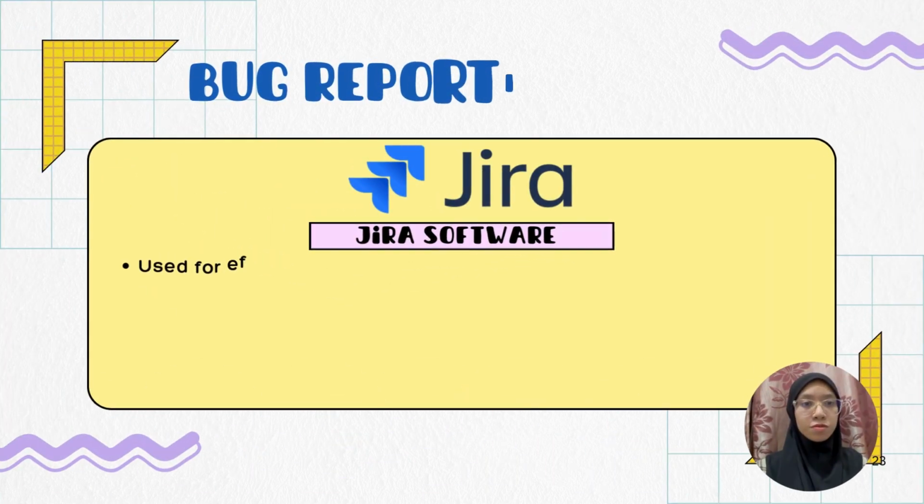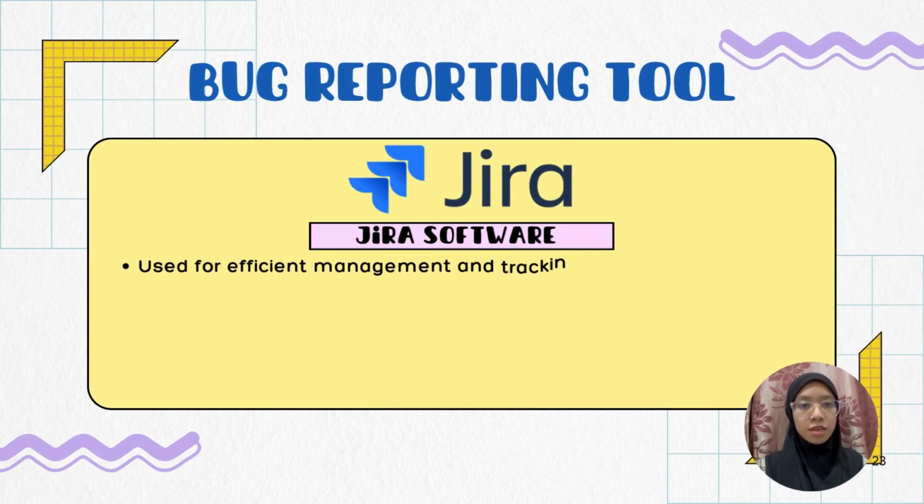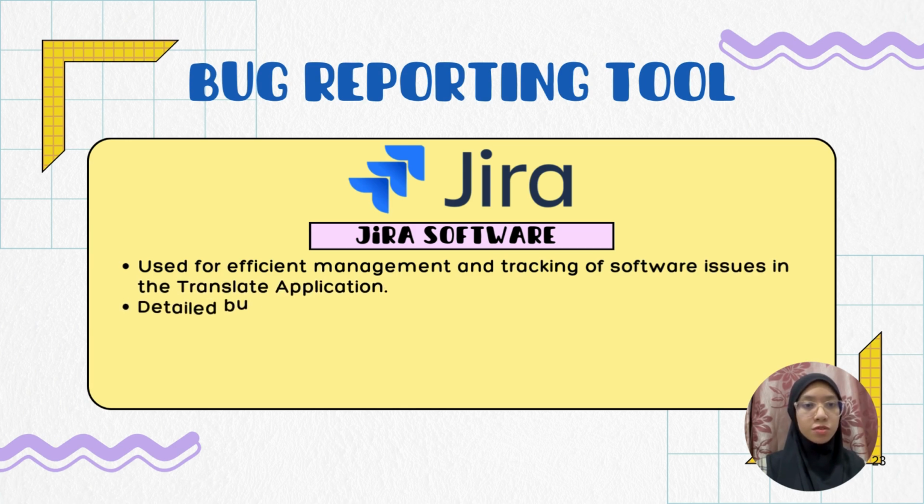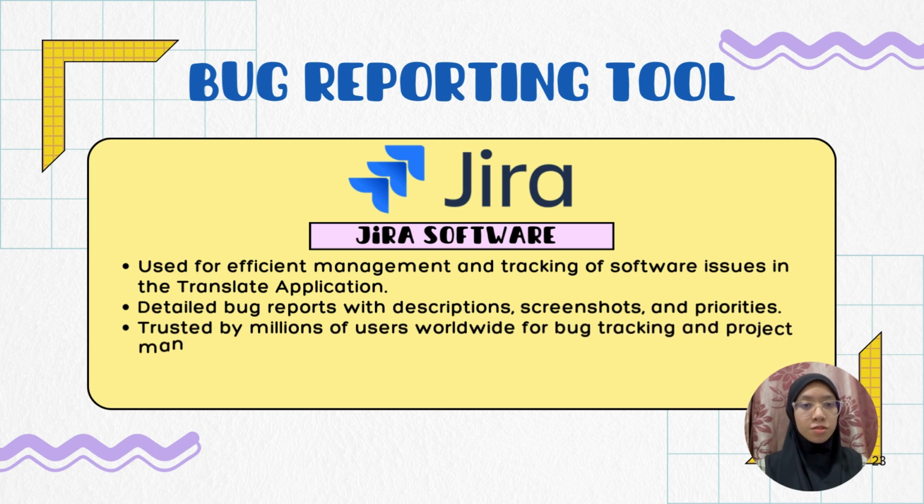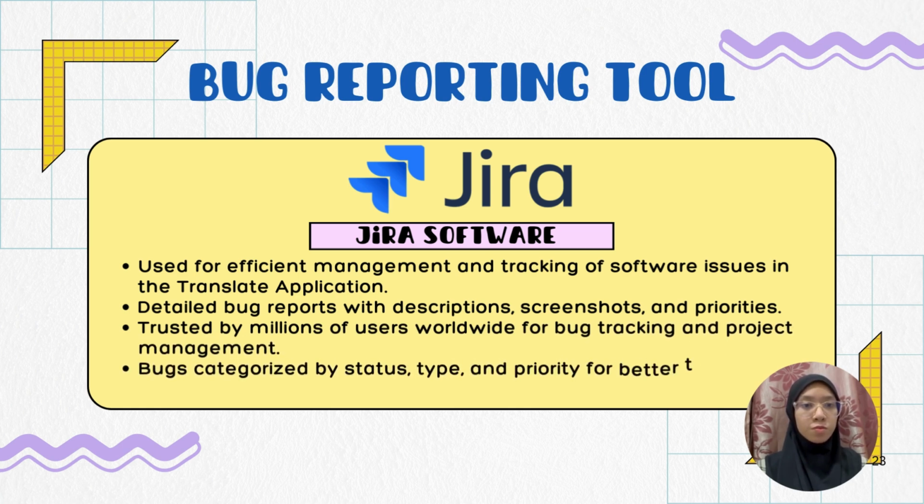For the bug reporting tool, we use Jira software. Jira software is used for efficient management and tracking of software issues in the Translate application. Jira software provides detailed bug reports with descriptions, screenshots, and priorities. It is also trusted by millions of users worldwide for bug tracking and project management. And in Jira software, bugs are categorized by status, type, and priority for better tracking and resolution.